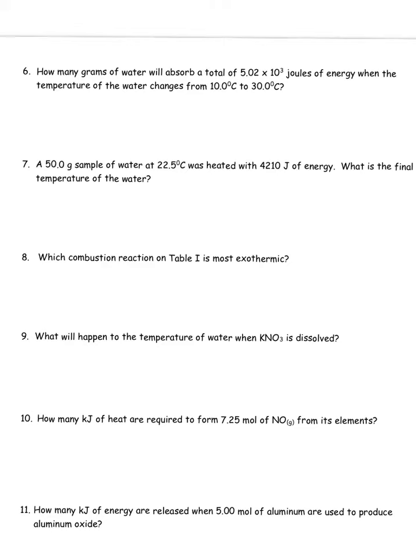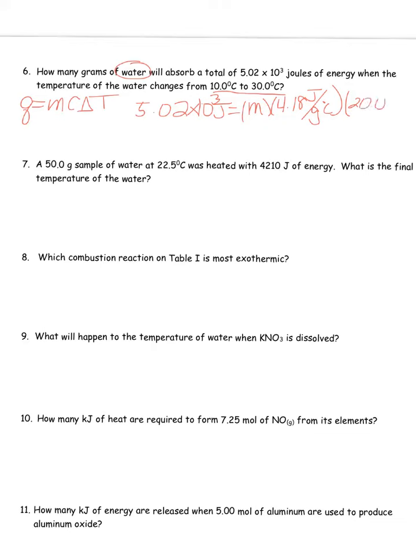Okay, let's have a look at problem number 6. Here again we see that there is a temperature change occurring. So we're going to use our Q equals mc delta T equation. We're going to put in 5.02 times 10 to the third joules for our Q. Our mass is what we're solving for. This is water, so we're going to use our 4.18 joules per gram degrees Celsius for the specific heat of water. And we can see pretty clearly here to go from 10 to 30 degrees Celsius is a 20.0 degrees Celsius temperature change.